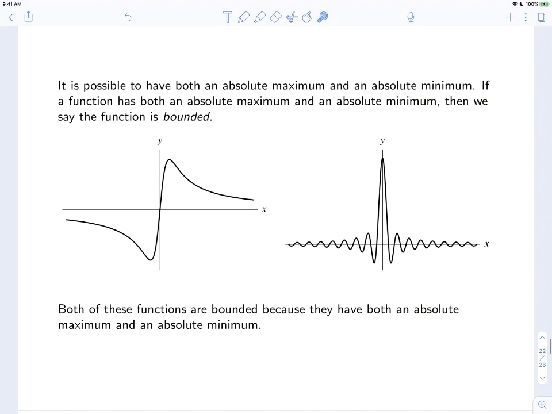It is possible to have both an absolute maximum and an absolute minimum. In such a case, you call the function bounded. So here are examples of two bounded functions. This one has an absolute maximum here at this point and an absolute minimum at this point. The graph on the right has an absolute maximum at x equals 0, and it has two places where there's an absolute minimum. There might be two places where there's an absolute minimum, but it's the same value. There can only be one absolute minimum. These functions are bounded because they have both an absolute maximum and an absolute minimum.